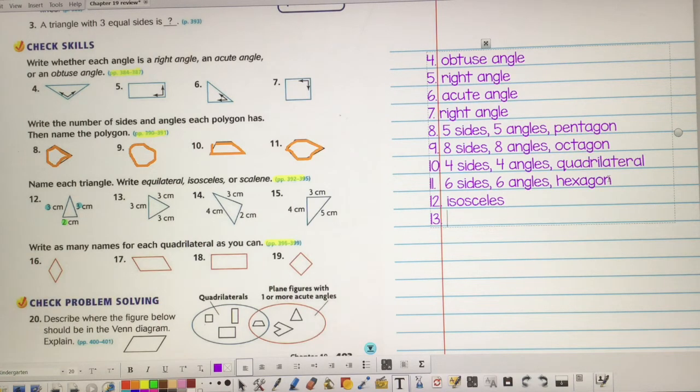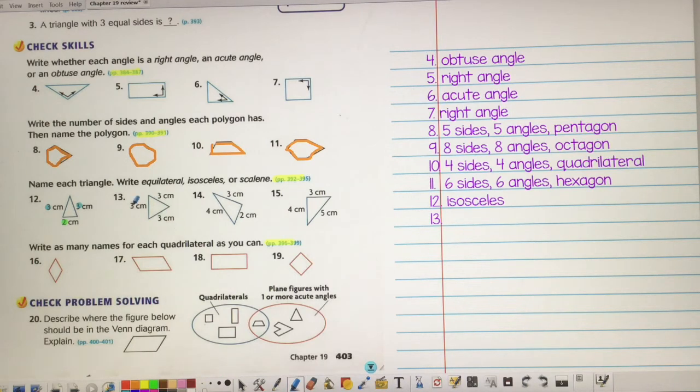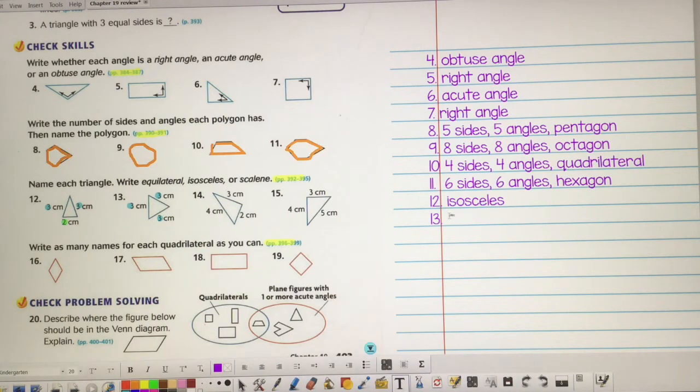Let's take a look at number 13 with my highlighter here. I have a 3 centimeters, 3 centimeters, and 3 centimeters. Now, if you can remember, if all sides are the same, think about the names of it. Equilateral, isosceles, or scalene. All sides are the same, so that is an equilateral triangle.